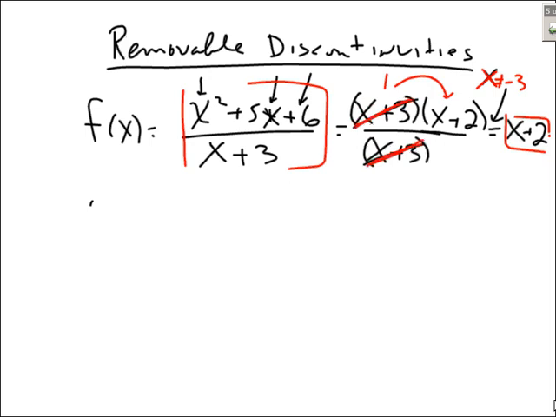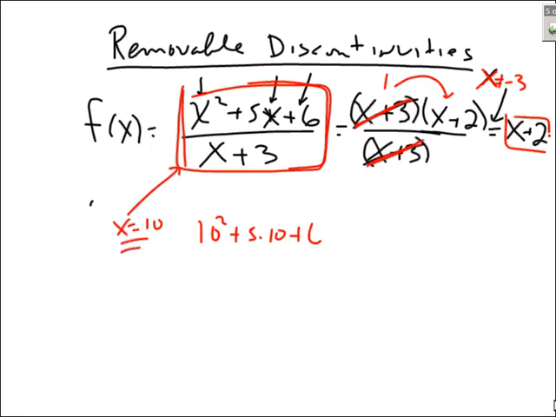I'd like to know what this equals when x is 10. What is this equal when x is 10? Okay. Now a lot of you would say, oh, this is simple: 10 squared plus 5 times 10 plus 6 over 10 plus 3. Me personally, I could have done 10 of these problems by now. And it's not because I'm better than you.